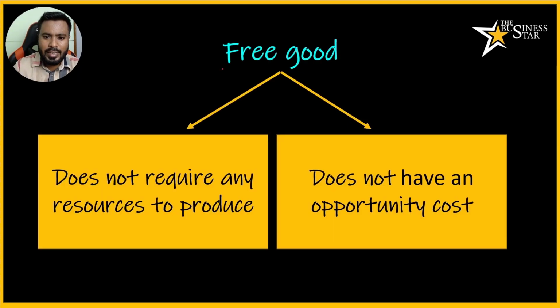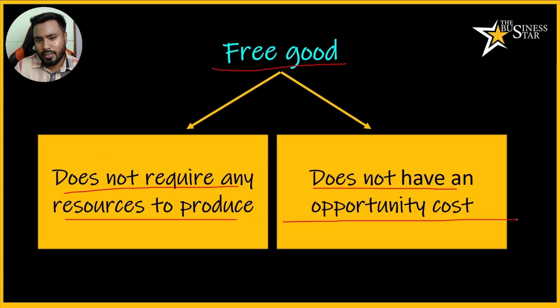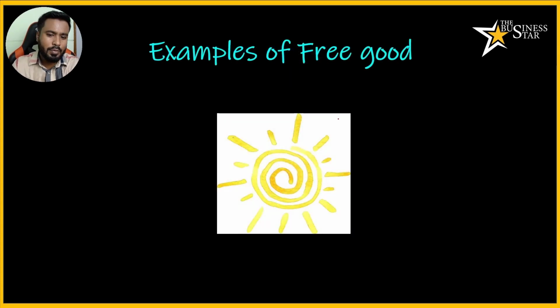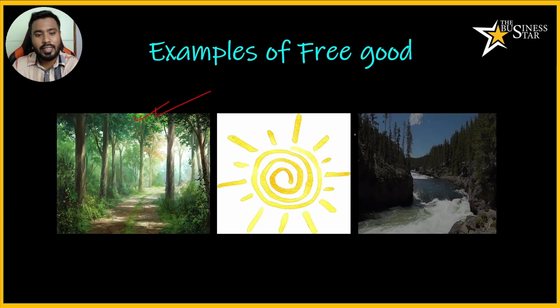So when you are writing this in your exam, you have to mention this: it does not require any resources to produce it, free good, as it does not have any opportunity cost as well. Okay, these are the basic 2 characteristics of a free good. Now, examples would be sunshine, a forest, the trees in a forest, we did not plant them, and also a river, or we can say a waterfall.